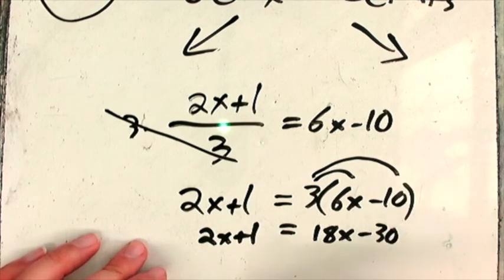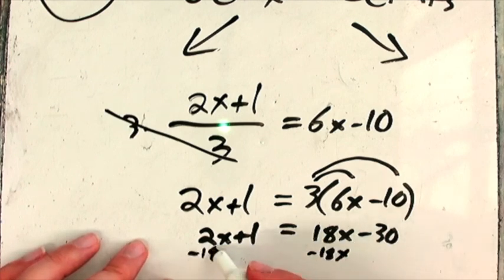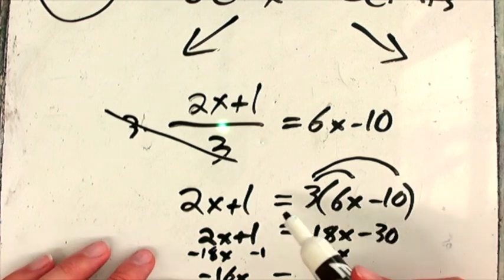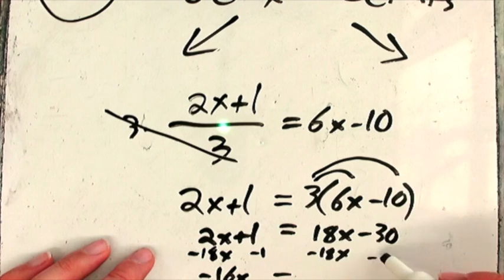I want to move all the x's over to this side, so I'm going to subtract 18x. That's going to get me minus 18x. So I'm going to have minus 16x on this side. But I'm also, in this same step, going to subtract 1 to move it to the other side. And if I subtract 1 from this side, that's going to cancel that. But I'll have to subtract 1 from this side. So I'm going to have minus 30 minus 1, which is minus 31.